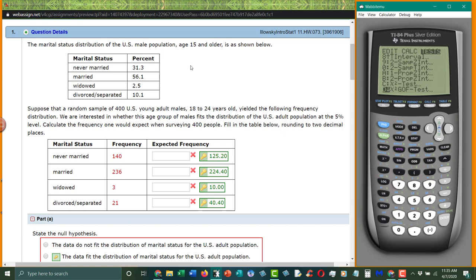Okay, so for problem one, we're doing a goodness of fit test, which means that we're looking to see if the proportions are correct. Does the data fit the expected value? Does our observed information fit our expected values? And so what we're going to have to do is go to edit, and put our information in. So let me clear this out.